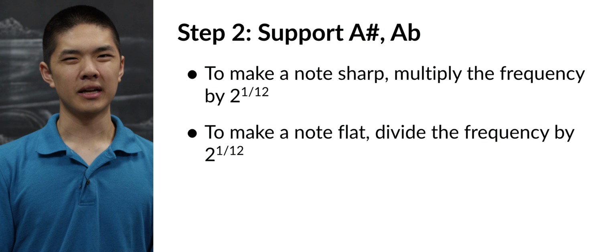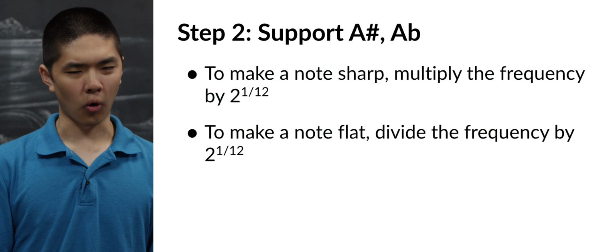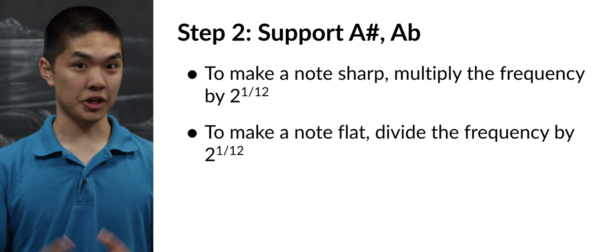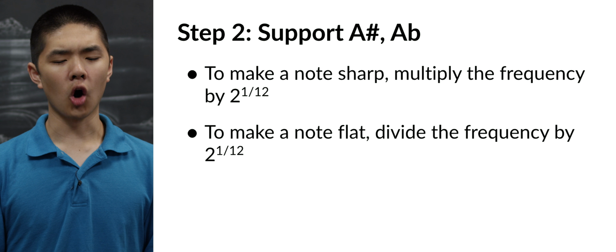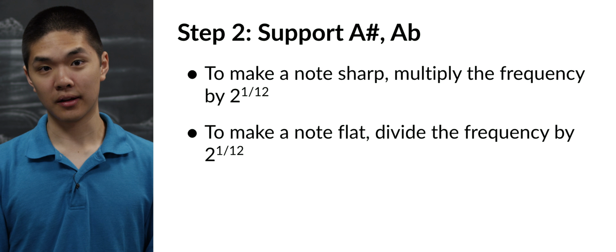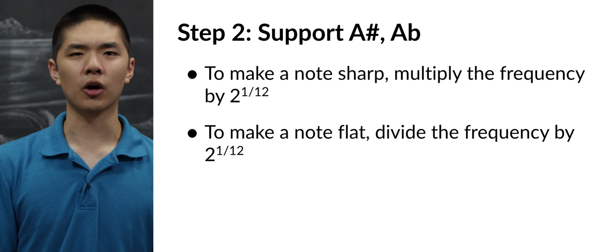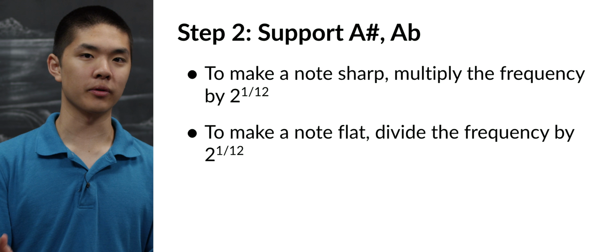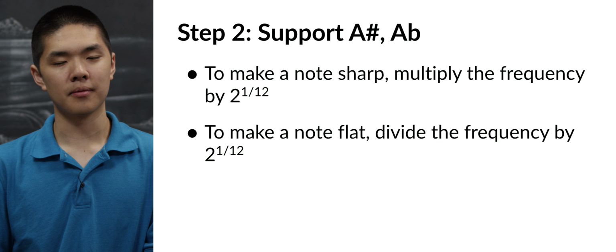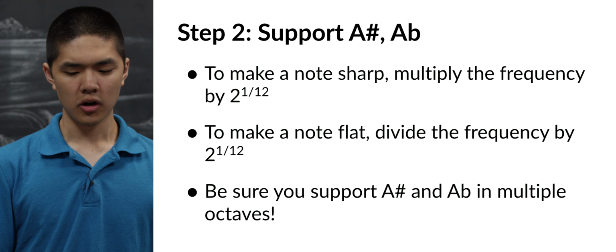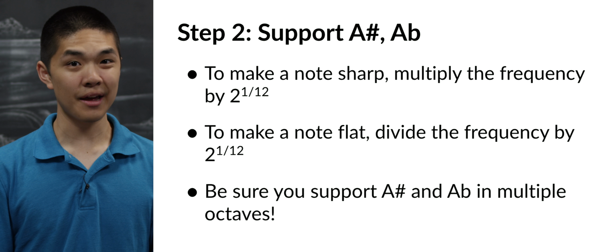So now think about, if we have A, and A4 is represented by 440 hertz, and we want to represent A sharp 4, for example, all we need to do is take the frequency 440 and multiply it by 2 to the 1 over 12. And likewise, for A flat, we would take the frequency 440 and divide it by 2 to the 1 over 12.